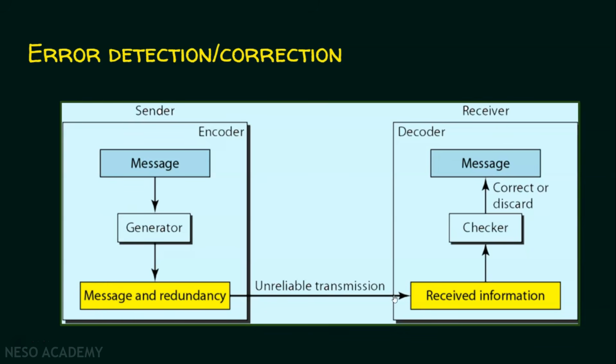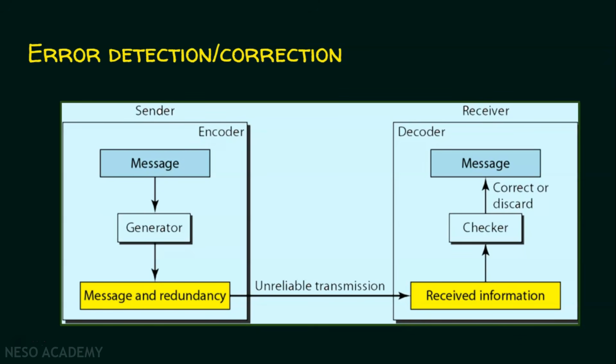We say it is an unreliable medium because it is prone to errors, and the receiver receives this information. Whatever the receiver receives, it gives to the checker, and this checker says whether to accept or reject the data, or whether to correct or discard it. Correcting means the checker tells which part is affected with errors so it can be corrected. Discarding means simply discarding the packet, and we can ask the sender to retransmit, and the message is finally received by the receiver. In today's lecture, we are focusing only on error detection.